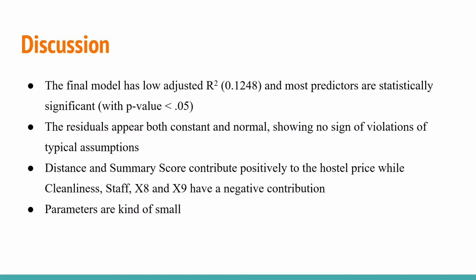This is the discussion section. Our final model has a low adjusted R-squared value, and most predictors are statistically significant with p-values smaller than 0.05. The residual plot appears to be both constant and normal, showing no sign of violation of typical assumptions. From the ANOVA table, distance and summary score contribute positively to the hotel price, while cleanliness, staff, X8 and X9 have a negative contribution, which means as cleanliness, staff, X9 and X8 increase, the minimum price of the hotel actually decreases, which is a new discovery of our project.